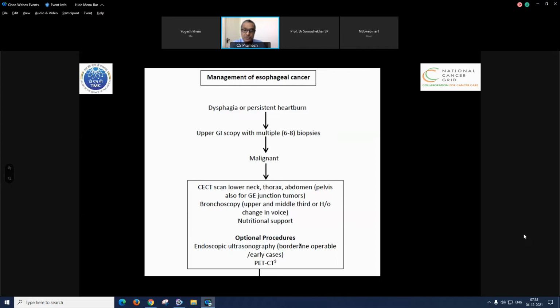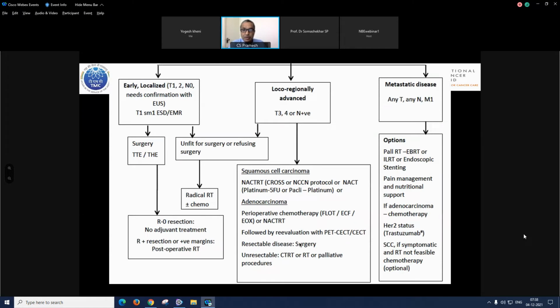The reason it's useful is that it picks up distant metastasis beyond what is seen in a contrast-enhanced CT of the neck, thorax, and abdomen. So this is a fairly complex slide, but I'll take you through this over the next 2 to 3 minutes.